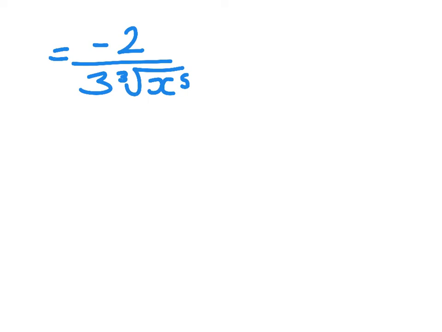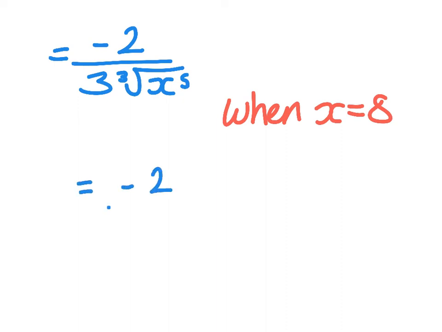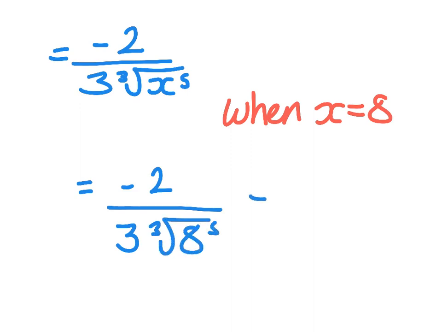So now we've worked out an expression for the rate of change or the gradient, and now I want to know specifically what is the rate of change when x is equal to 8. So we're just going to substitute 8 into here. So I've got negative 2 over 3 times the cube root of 8 to the power of 5.